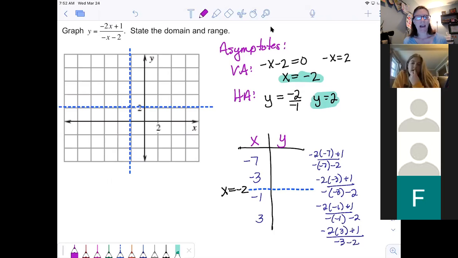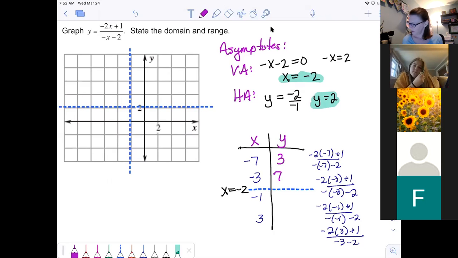All right, somebody have those 4 values. Gabby Soul, how you doing with your T-chart? I think I have them. Okay, what do you have? So for -7, it would be 3. Yep, -3, it would be 7. Nice. -1 would be -3. And would 3 be 1? Awesome, nice job, Gabby. Very nice.